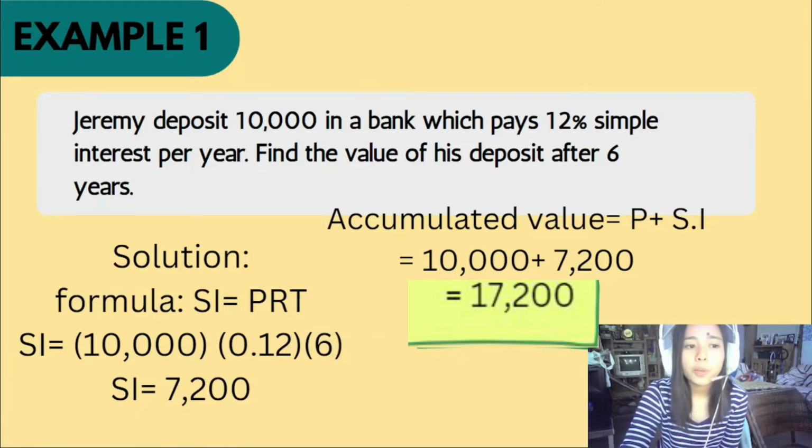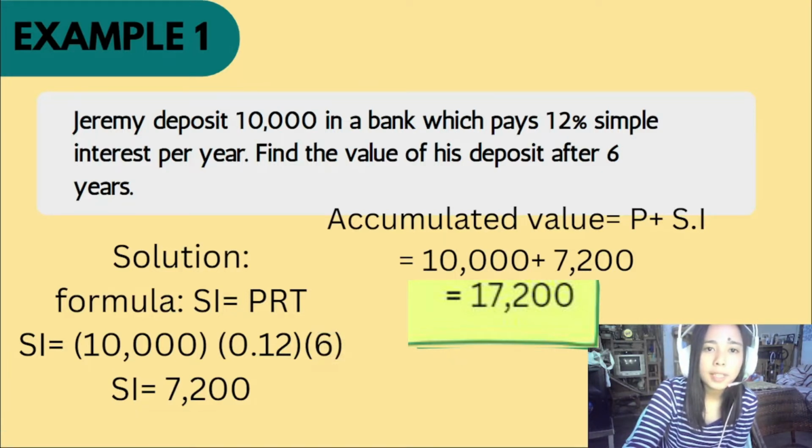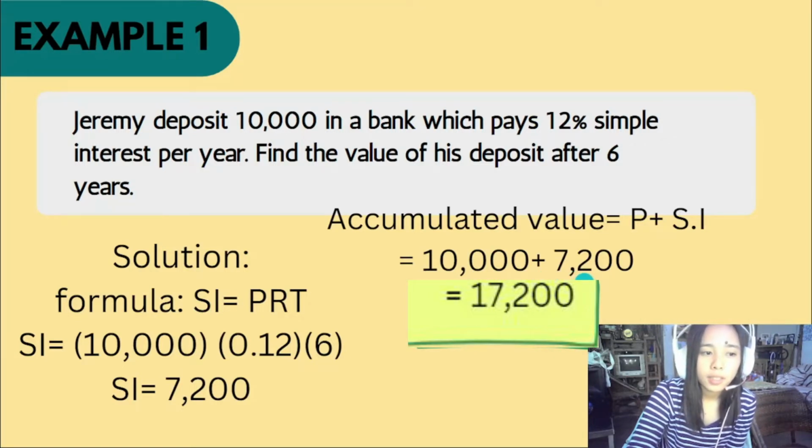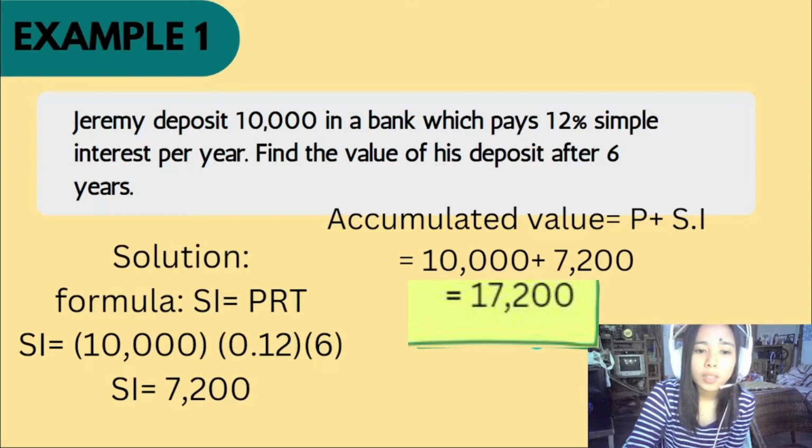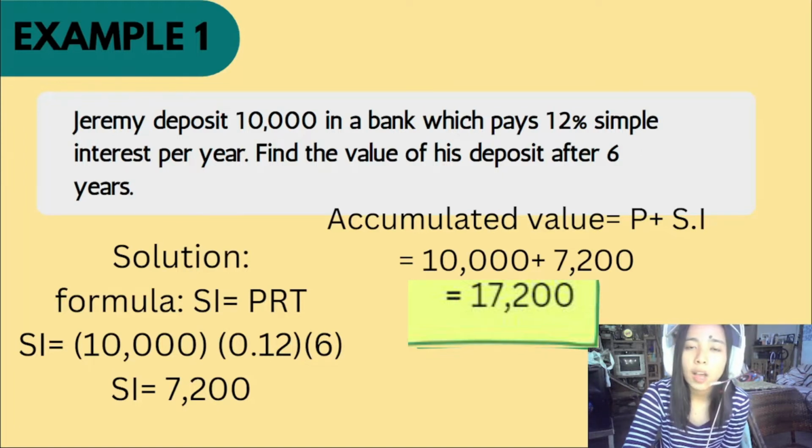And to find the accumulated value, we just need to add the principal to the simple interest. The principal is the 10,000 plus the simple interest, which is 7,200. And we will get 17,200. So the accumulated value of the interest is 17,200.